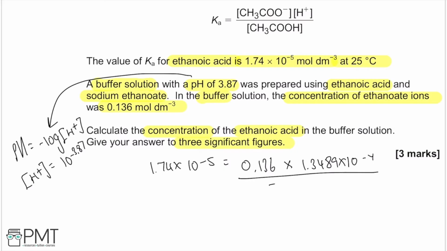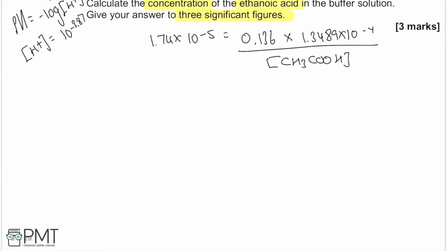It is important to store this value on your calculator to ensure that you get the correct answer in the end. We then need to rearrange the equation by dividing by our Ka value and multiplying by our unknown value of ethanoic acid concentration. And when we put this into our calculator, we get an answer to 3 significant figures of 1.05.